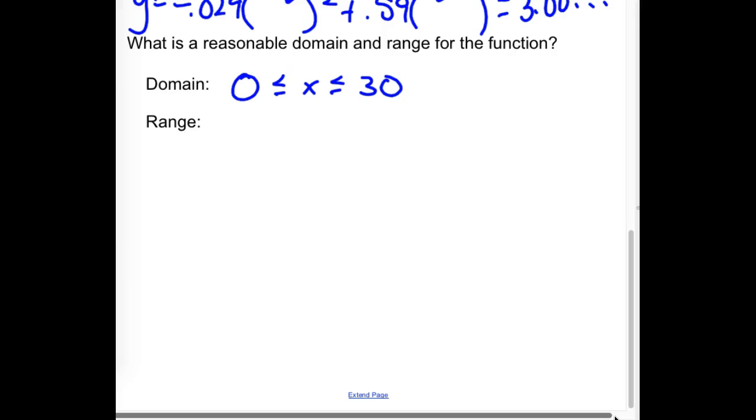Now, if the frog jumped a total height of 3 feet, what is a reasonable range? Not just for this frog necessarily, but what would be reasonable? From 0 up to 4 or 5? Probably isn't going to jump higher than we are, right?